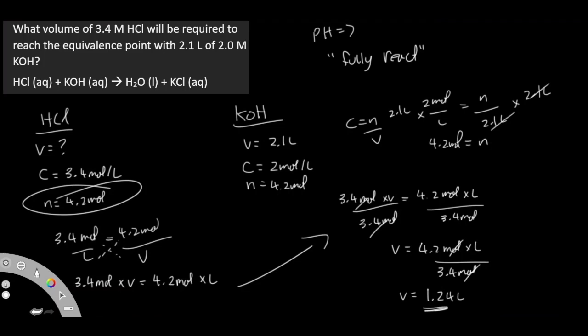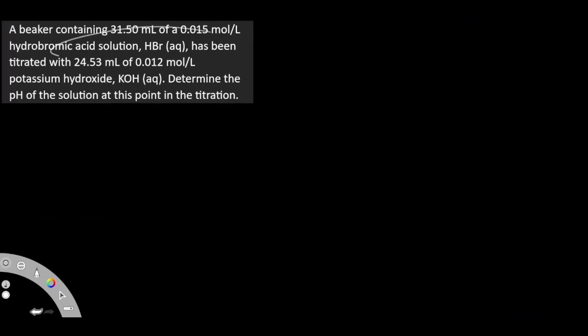Okay, so we're going to take a little bit of a backtrack now. Rather than hitting just the equivalence point, let's start figuring out how to solve these kind of questions before the equivalence point. Let's have a look. Beaker containing this many HBr, or hydrobromic acid. Let's just convert it into our liters. We always want to convert it into liters. So that's 0.03150 liters, okay? And in terms of its molarity here, its concentration is 0.015 moles per liter.